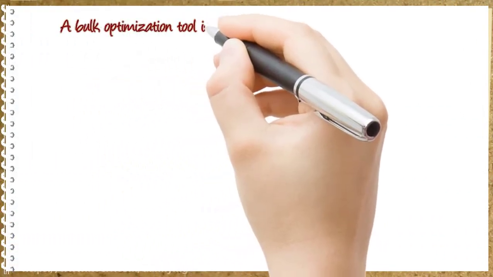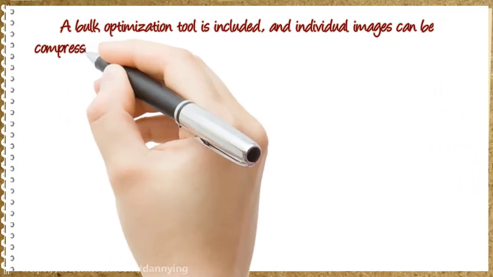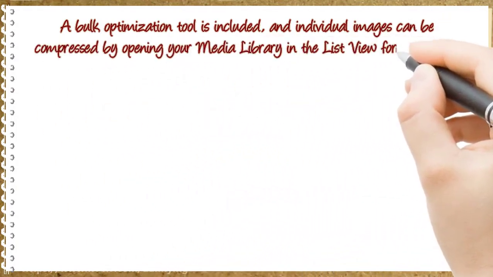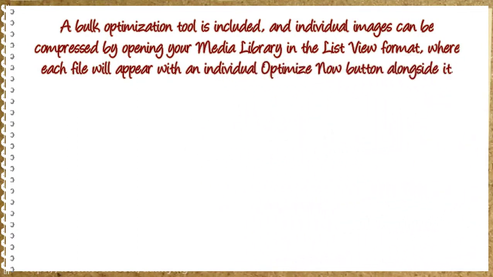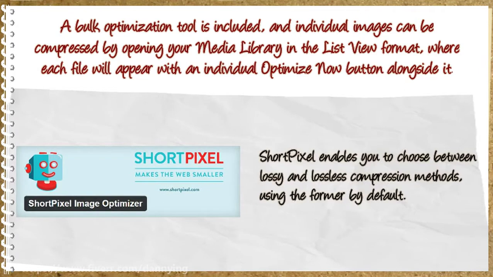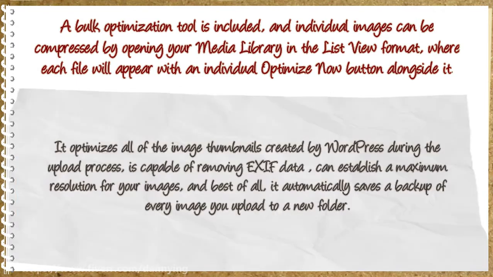A bulk optimization tool is included, and individual images can be compressed by opening your media library in the list view format, where each file will appear with an individual Optimize Now button alongside it. Short Pixel enables you to choose between lossy and lossless compression methods, using the former by default. It optimizes all of the image thumbnails created by WordPress during the upload process, is capable of removing EXIF data, can establish a maximum resolution for your images, and best of all, it automatically saves a backup of every image you upload to a new folder.